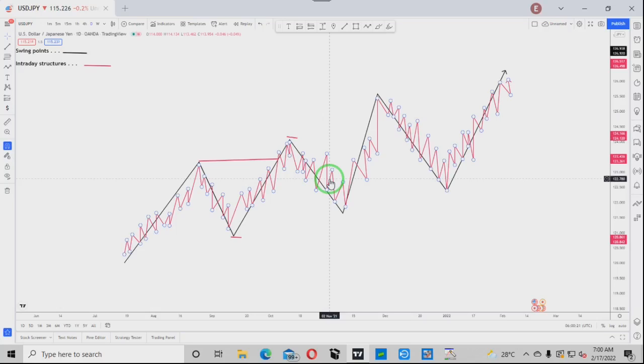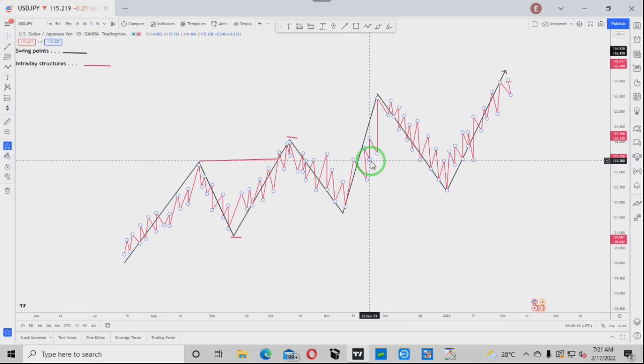You must understand that your lower time frame is reacting to help the higher time frame to move in the higher time frame's direction. I want you to understand that very well. So that is about higher time frame swing points and lower time frame structures.